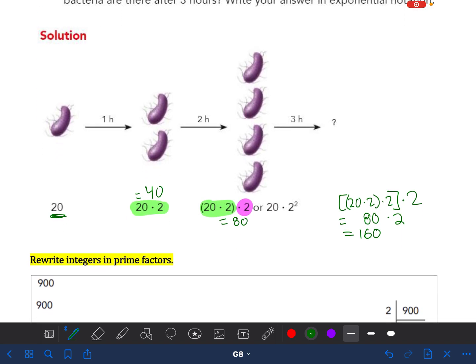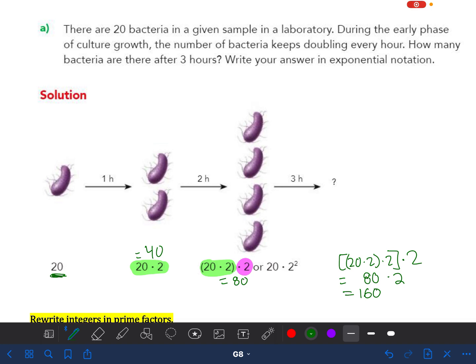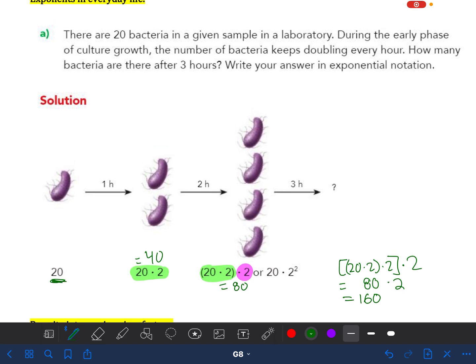So how do we rewrite it as an exponential notation? So here we can put 20 times, there are 3 2's there. You can also think about it, it doubles for 3 hours. So it keeps doubling. You double the first time, the second time, the third time.